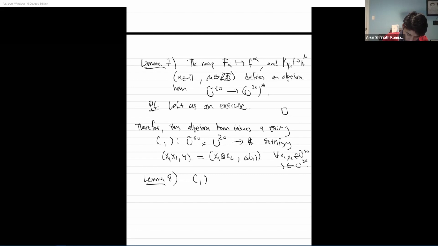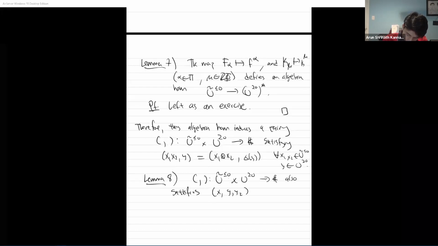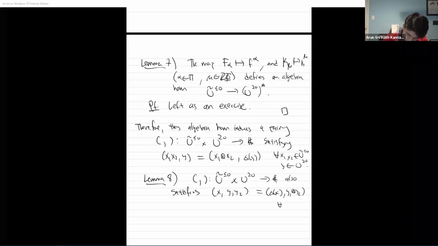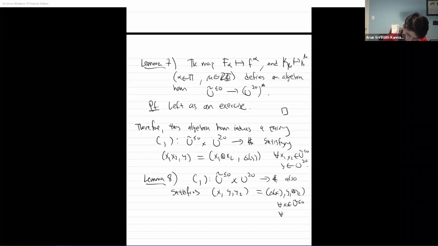So this pairing also satisfies, on the other side, the pairing of x with y1 tensor y2 is equal to delta of x paired with y1 tensor y2, for all x in U tilde less than or equal to 0 and for all y1 and y2 in U greater than or equal to 0.